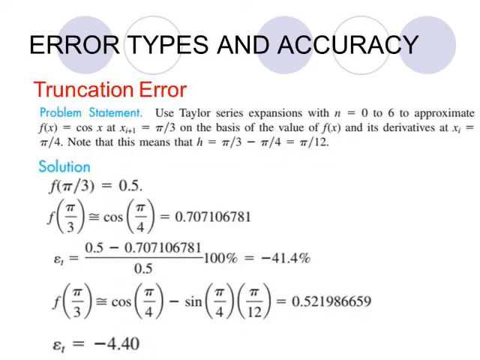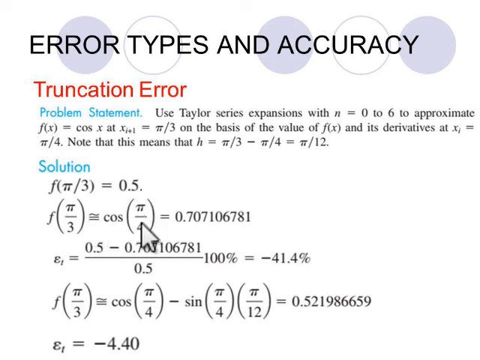Okay, now let's focus on a trigonometric function. Use Taylor series expansions with n 0 to 6 to approximate f of x equals cos x at x i plus 1 equals pi divided by 3 on the basis of the value of f of x and its derivatives at x i equals pi divided by 4. Note that this means that h is equal to pi divided by 3 minus pi divided by 4, so the step size is pi divided by 12. So let's calculate the true value at pi divided by 3. It is 0.5, because it is 60 degrees.